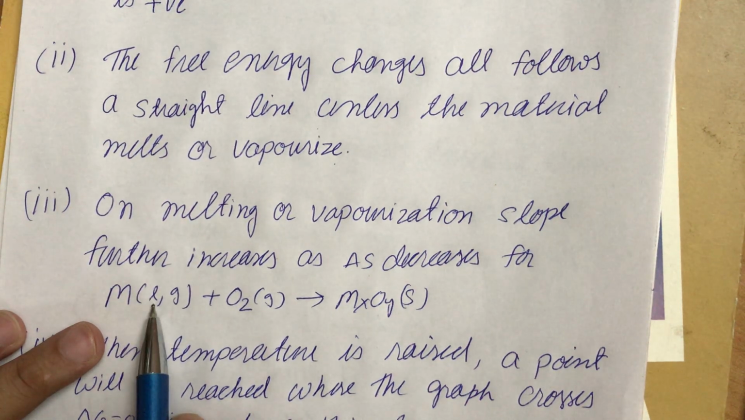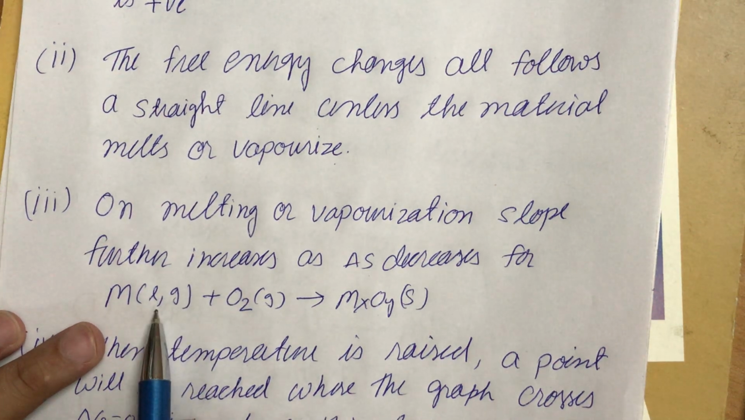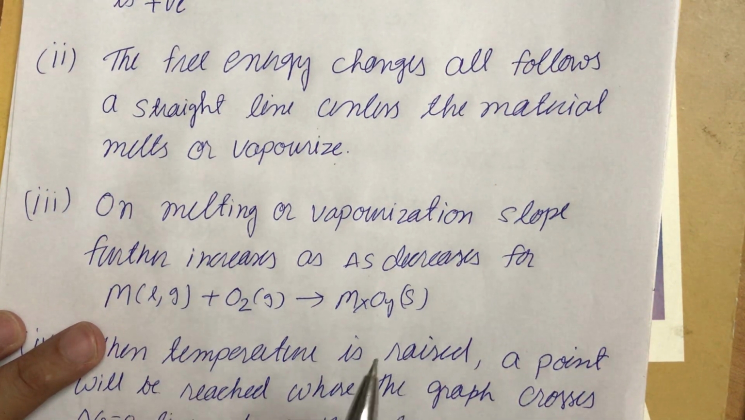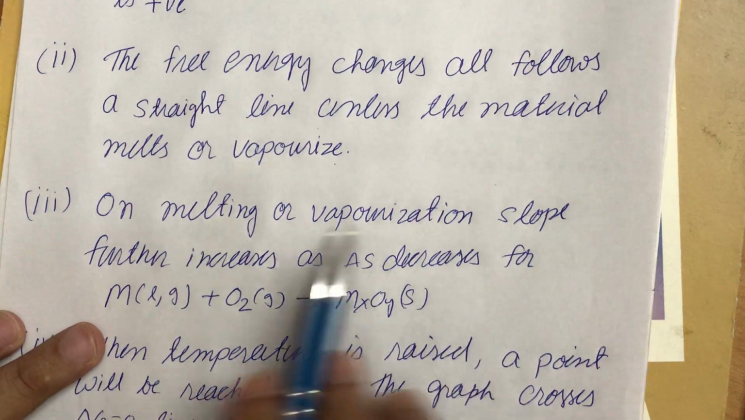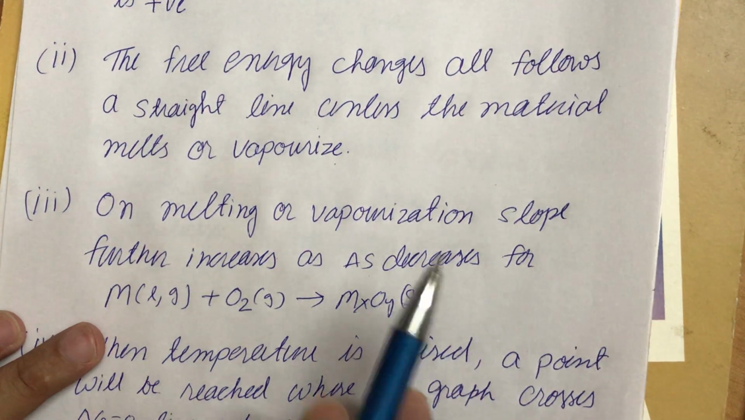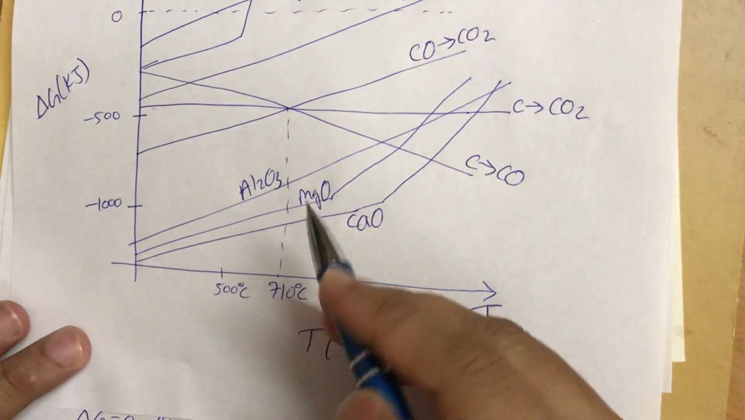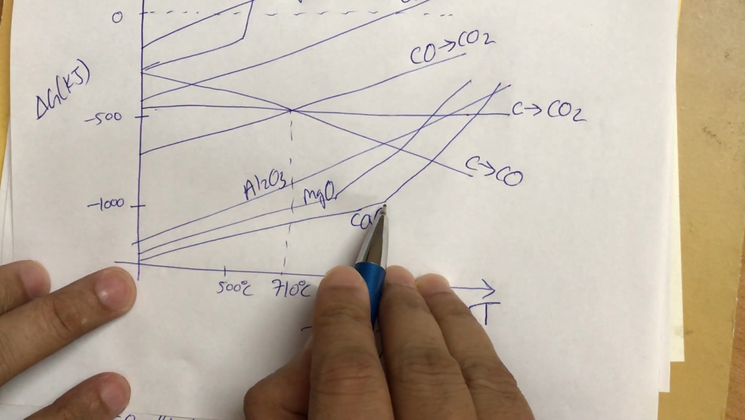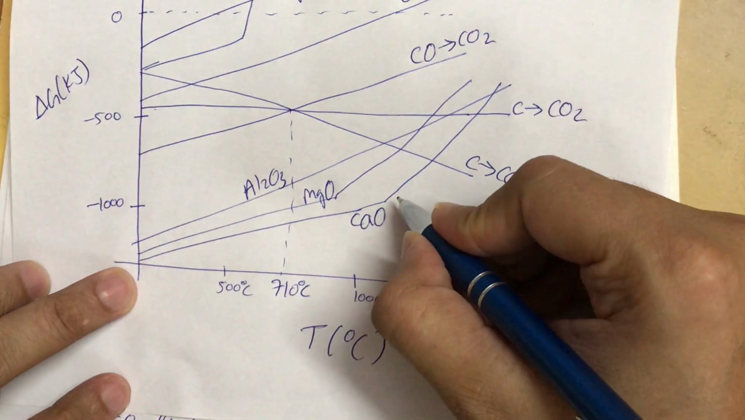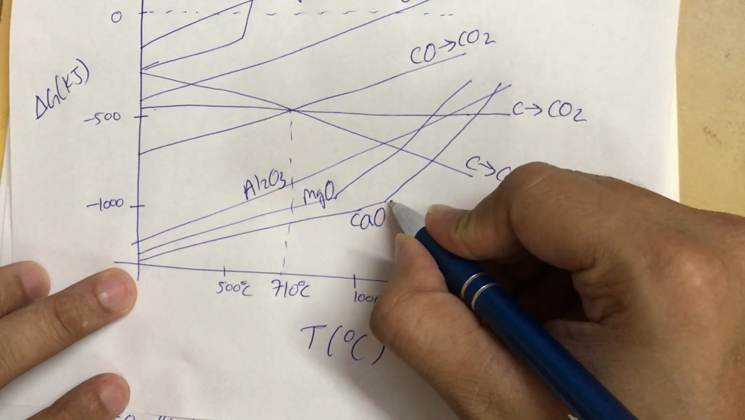So entropy of product minus entropy of reactant will be the entropy change. So reactant entropy is increasing if they melt or vaporize. So delta S further decreases. If delta S is decreasing, slope, which is minus of delta S, further increases. So on melting or vaporization, slope further increases as delta S decreases. So if you observe in this graph, let's say calcium oxide, first the slope is positive till here, then the slope is again increasing from this point. It remains positive, but the value of slope is increasing from this point.